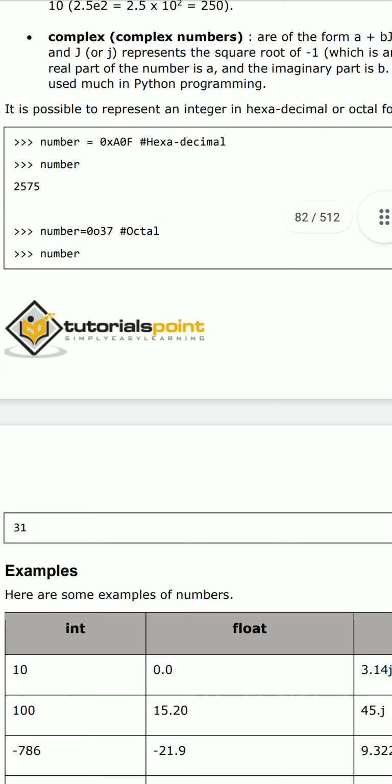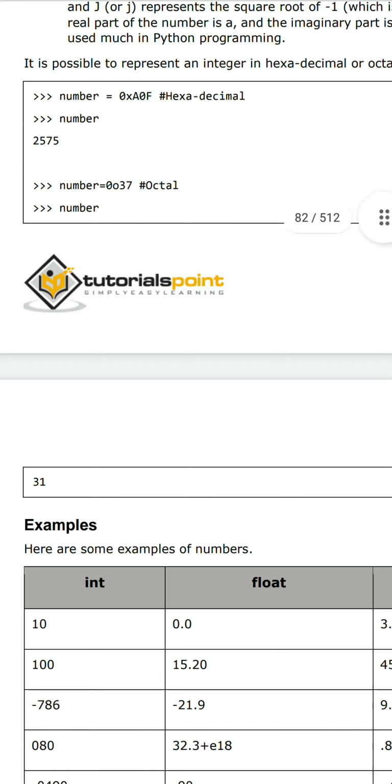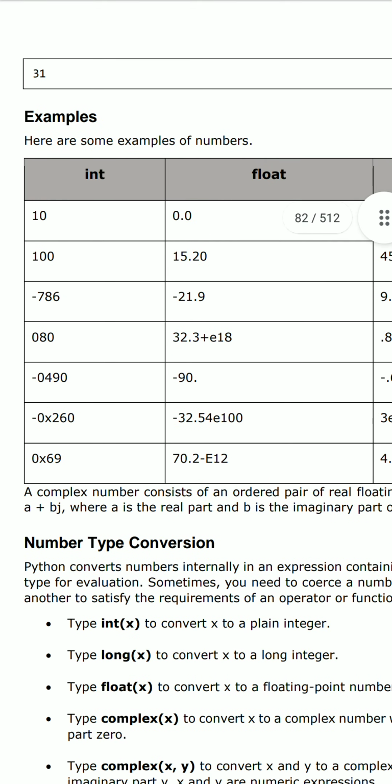And next we can observe the second example, like this. Here 0 is the small 0 and 37. These are the octal value, and next I am printing the same value. The interpreter interprets the number given by the user, reads the code, and gives the output as 31. Here you can observe the different types of values.